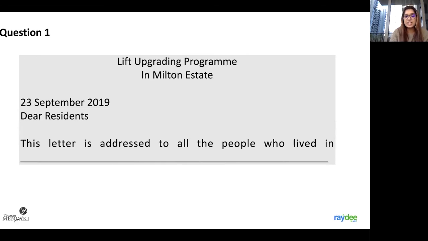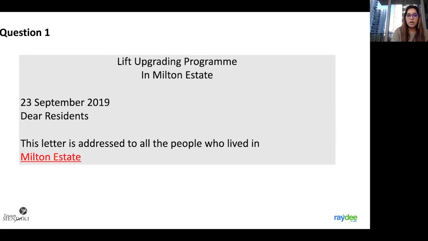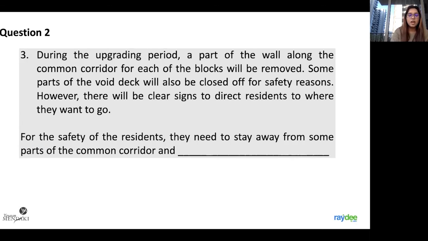Now, this letter is addressed to all the people who lived in where? Who lived in Milton Estate. That would be your answer. This letter is addressed to all the people who lived in Milton Estate. So when it comes to completion of sentences, we teach the students how to find the answers from the given information. It's very similar to comprehension cloze. Quite similar.